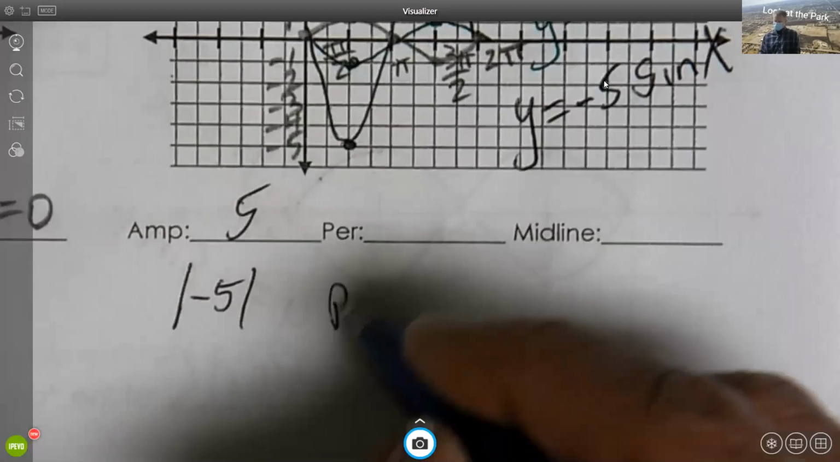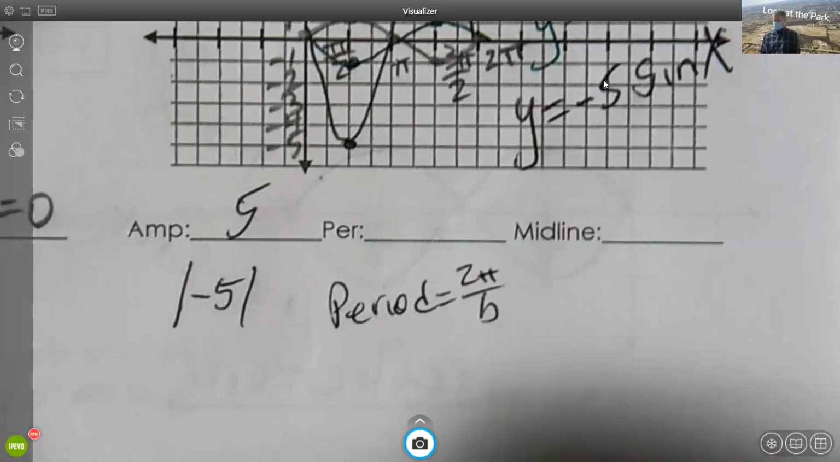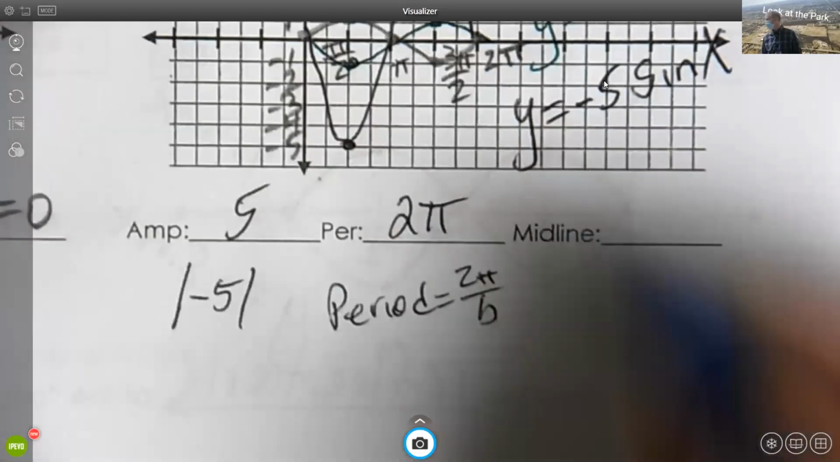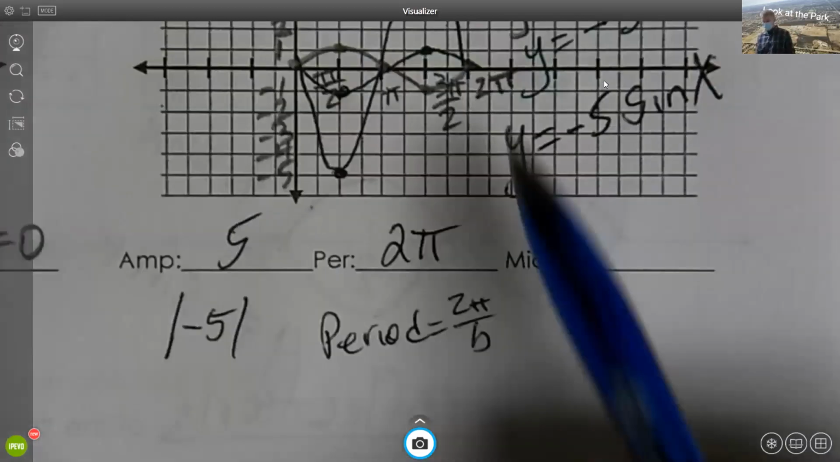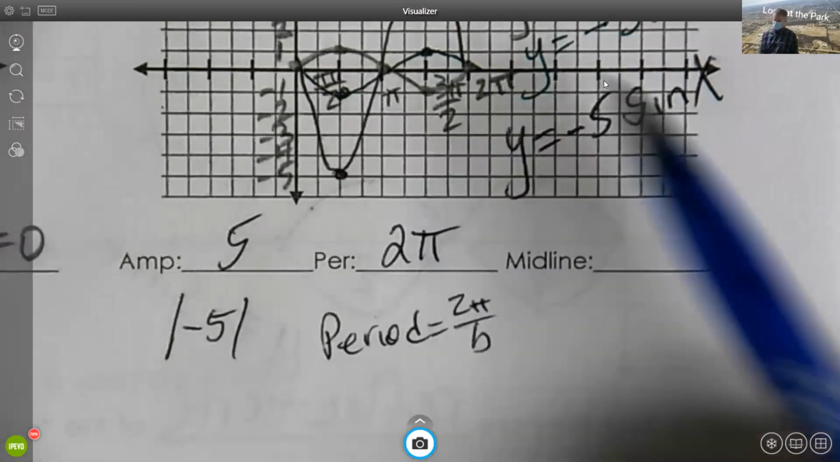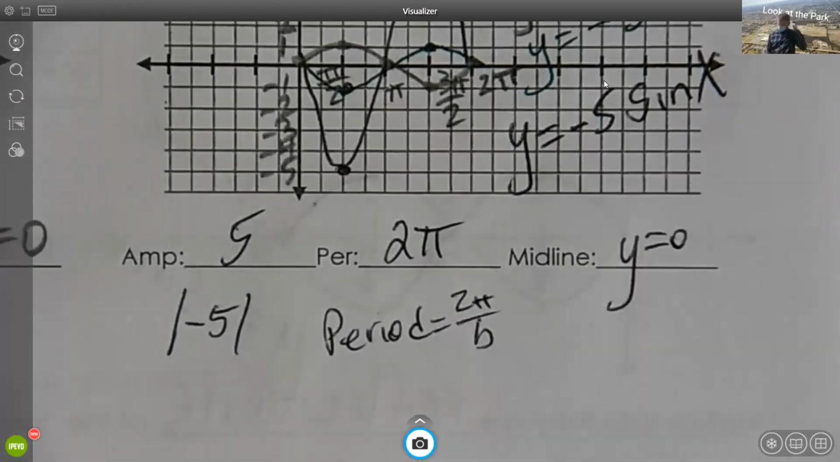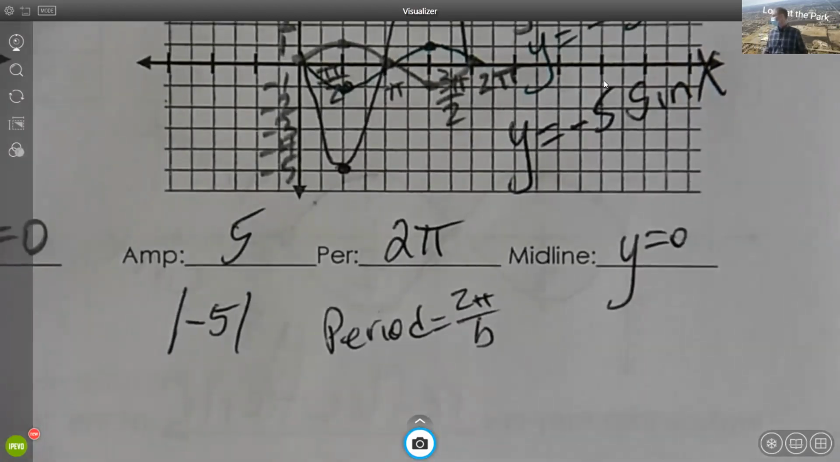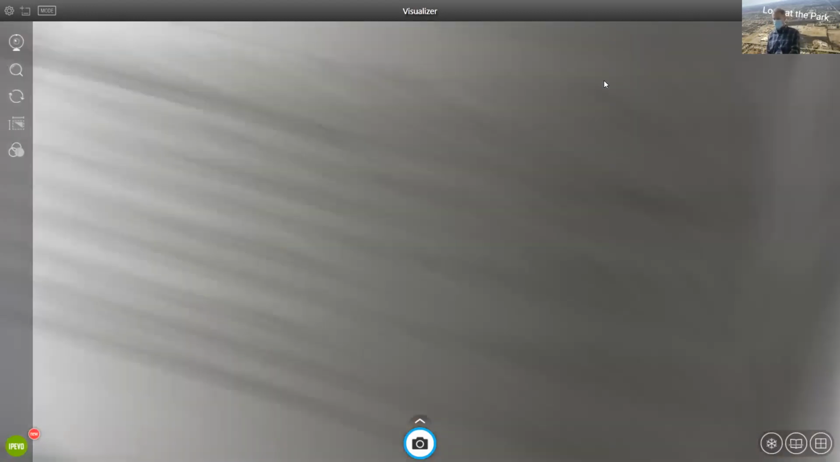The period is 2 pi divided by b. Well, our b is still 1 so far. So our period, it took all the way out to 2 pi for this to calculate. And the midline is still 0. Any questions about that? So we graphed sine and cosine when you had A values. Now we're going to look at what happens when you have B values.